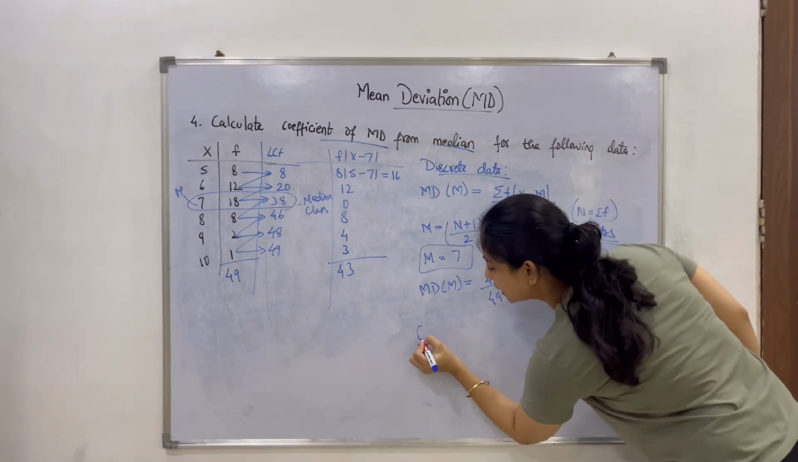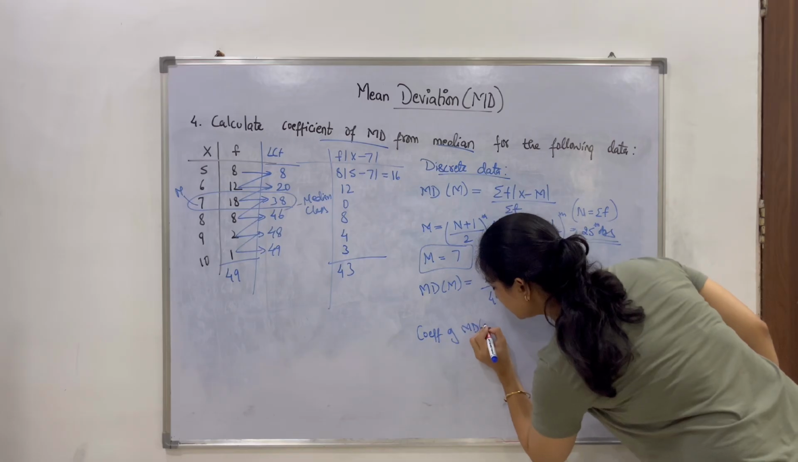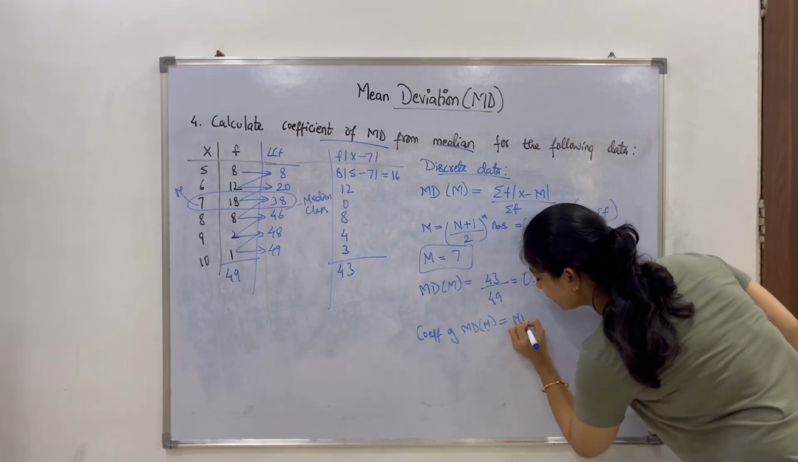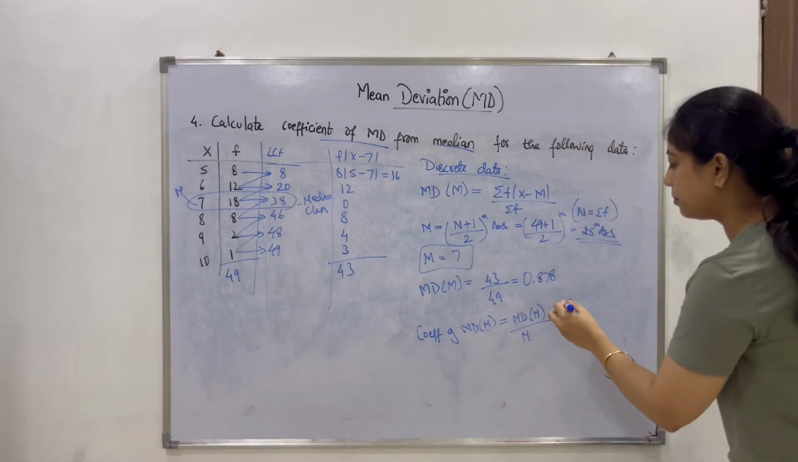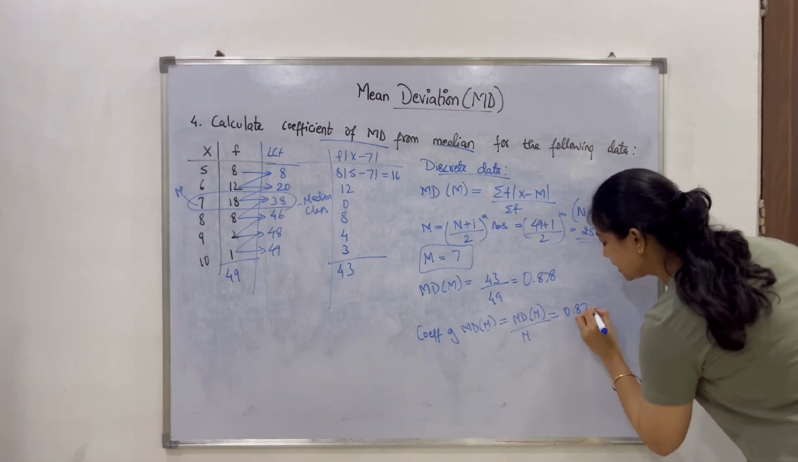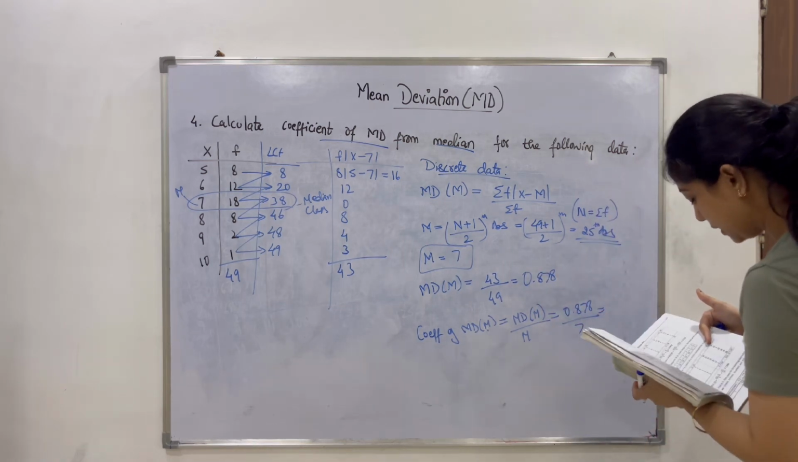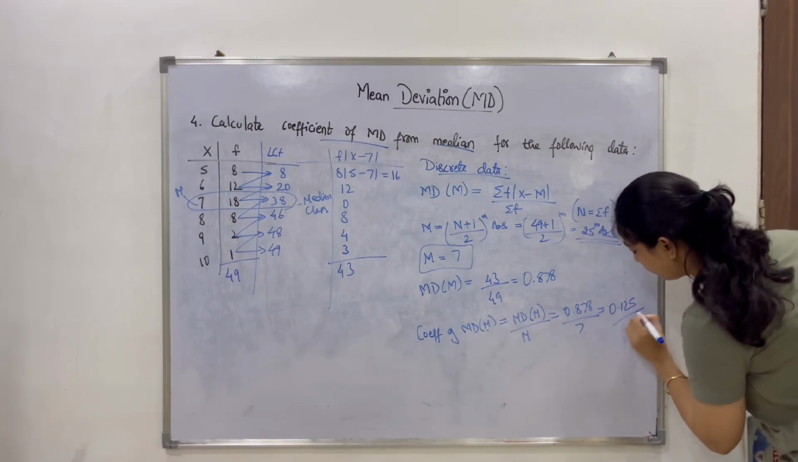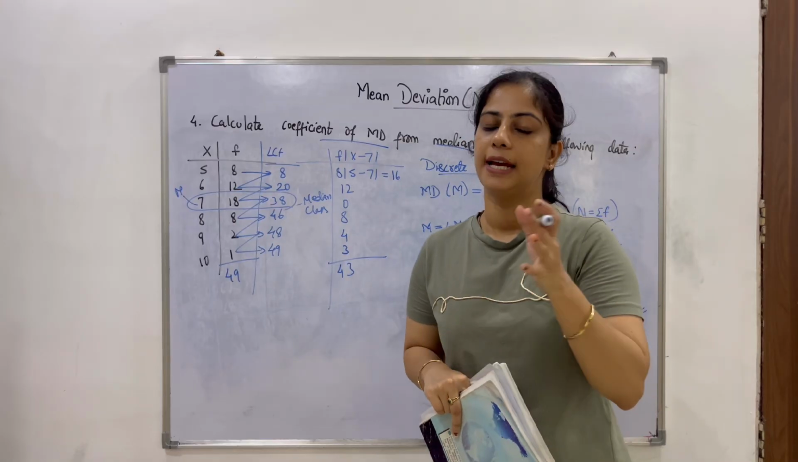Now we'll substitute that in the formula. Coefficient of mean deviation from median is equal to mean deviation from median divided by median. Now what is the mean deviation from median? It is 0.878 and the median was 7. So the answer is 0.125. So this is how we will be calculating mean deviation from median in case of discrete data.